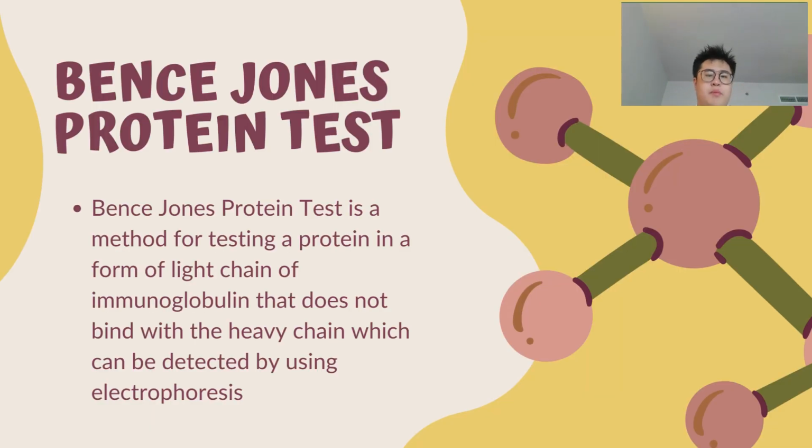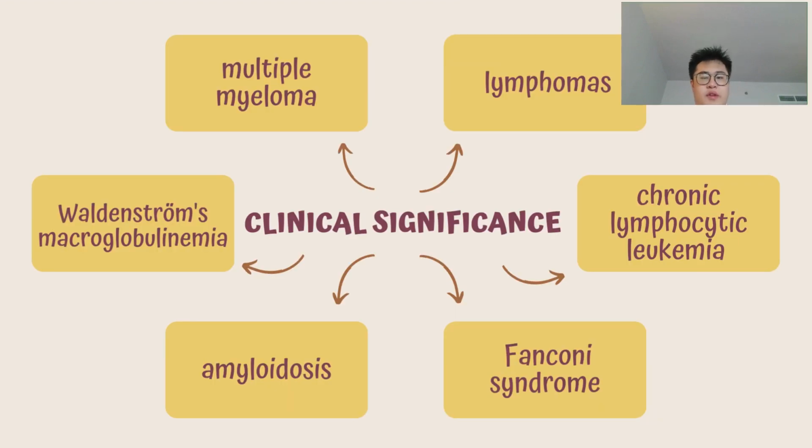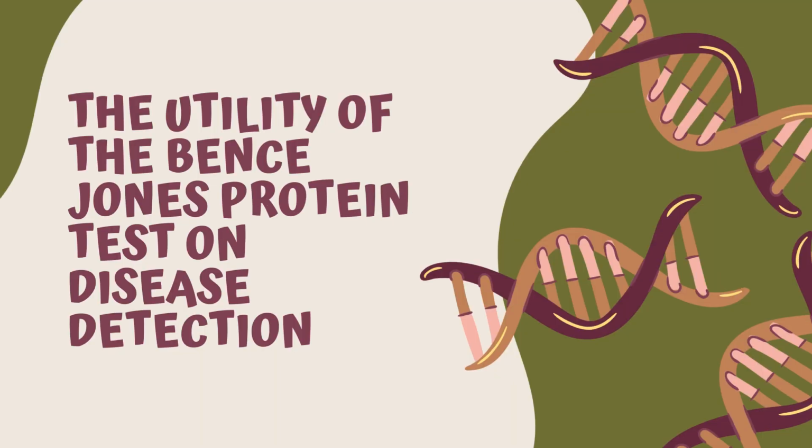I'm going to explain what the Bence-Jones protein test is. The Bence-Jones protein test is a method for testing a protein in the form of an immunoglobulin light chain that does not bind with a heavy chain, which can be detected by using electrophoresis. The clinical significance of the Bence-Jones protein test is that it can be used for detecting multiple myeloma, Waldenstrom macroglobulinemia, amyloidosis, lymphomas, chronic lymphocytic leukemia, and Fanconi syndrome.